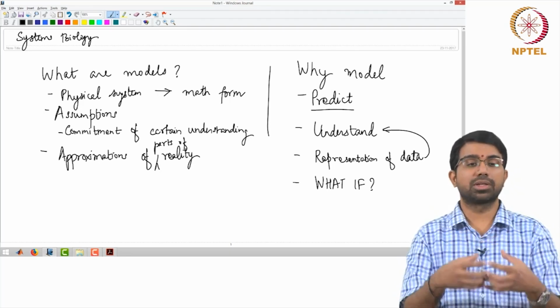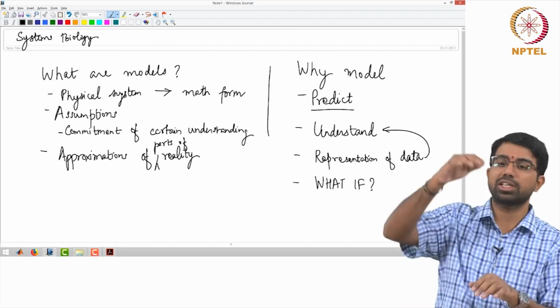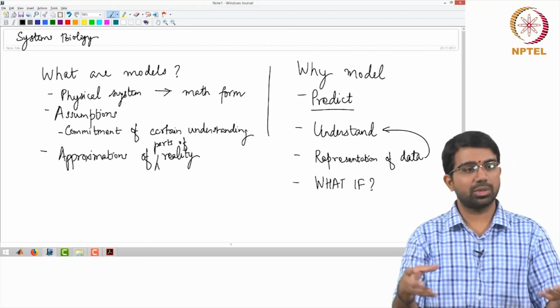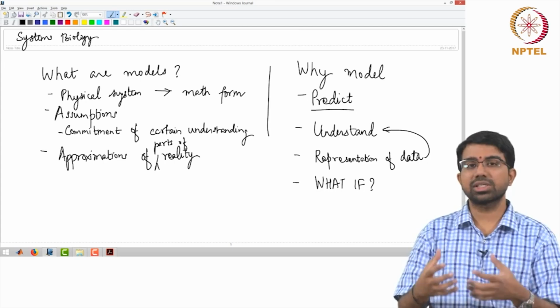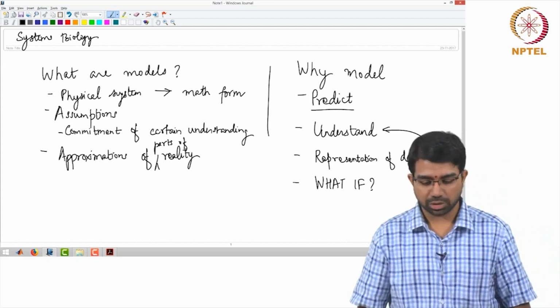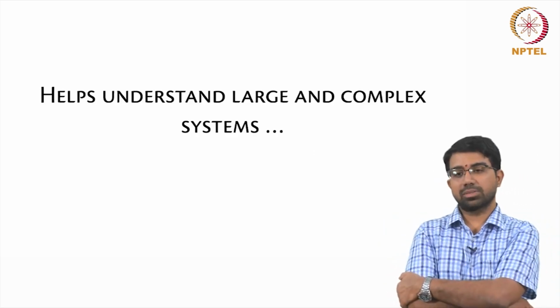How do you model perturbations? I remove a gene, what happens? I add a gene, what happens? I overexpress a gene, what happens? I remove a bunch of nodes and edges from a network, what happens? So these are the questions that we will keep trying to address at different points of the course. So why model? It helps us understand large and complex systems.